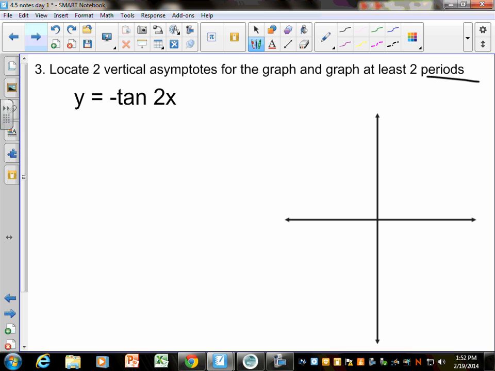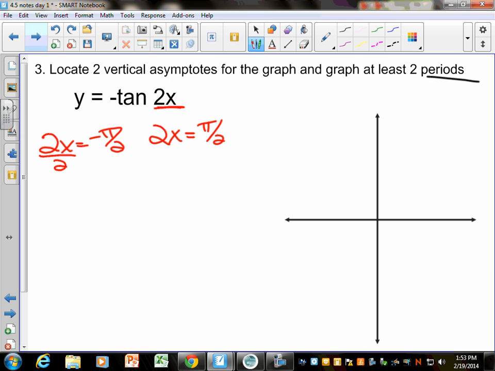So now we're back to tangent. So step 1, let's find our asymptotes. So tangent has cosine in the bottom, and if you go back to what we wrote out, to find your asymptotes, you're going to set 2x equal to negative pi halves and 2x equal to pi halves. And then you got to be able to do that math, right? With or without a calculator. I will give you a calculator on this, but you still got to be able to do this.